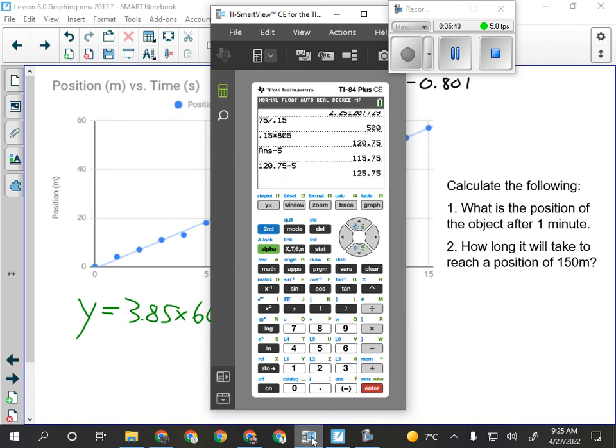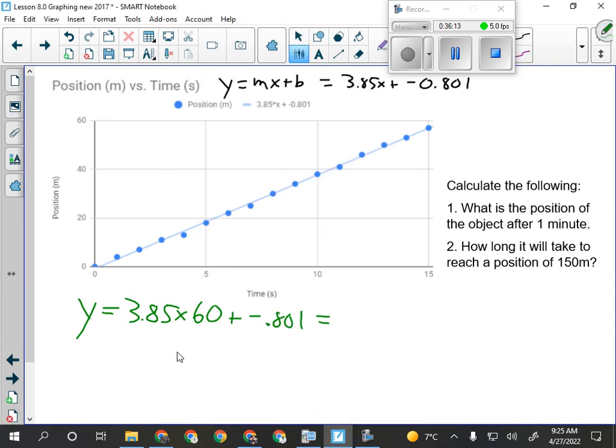So we'll have 3.85 times 60 plus negative 0.801. We could have just subtracted it as well. So the position of the object after a minute is going to be positive 230.2 meters. All right, everybody okay with that? What we did there. Okay, what is number 2 asking me to calculate?